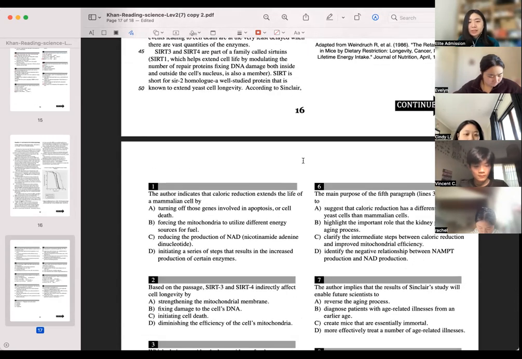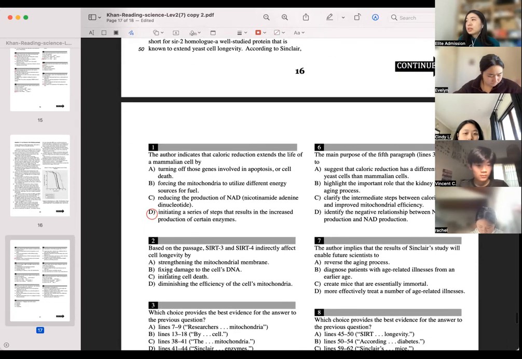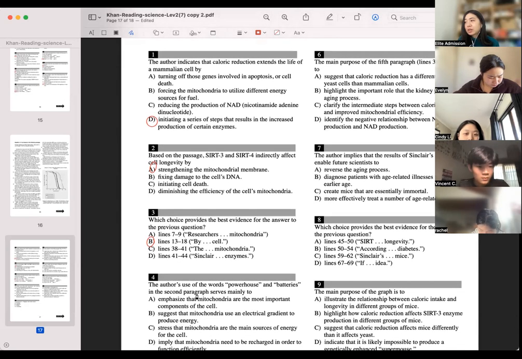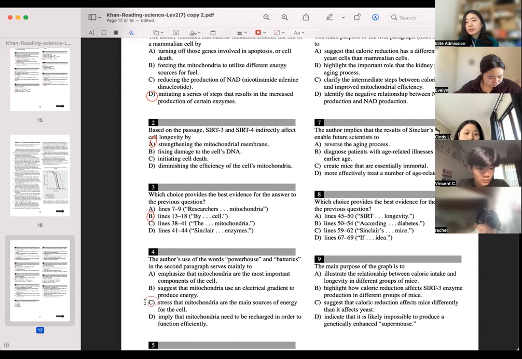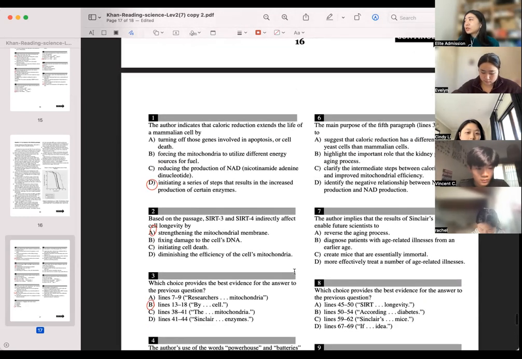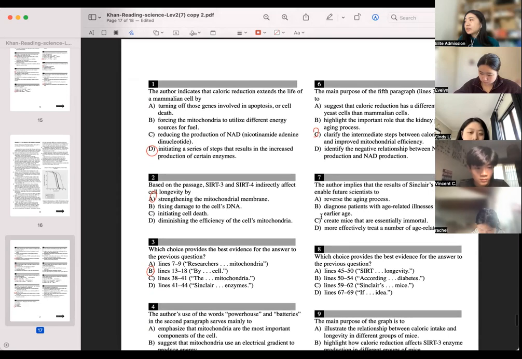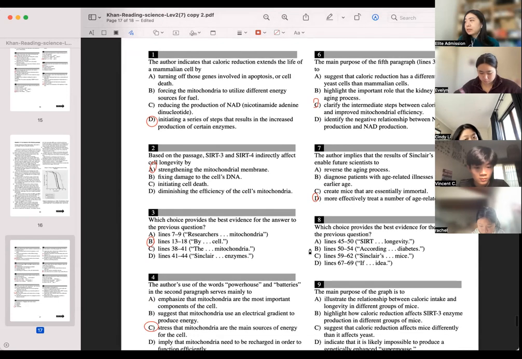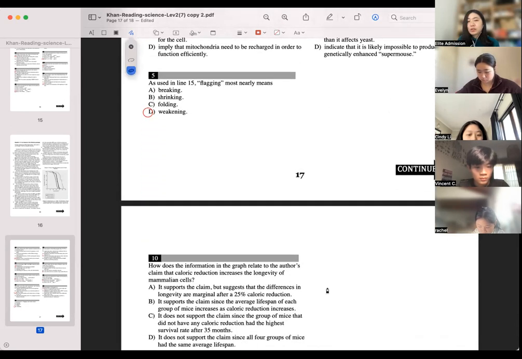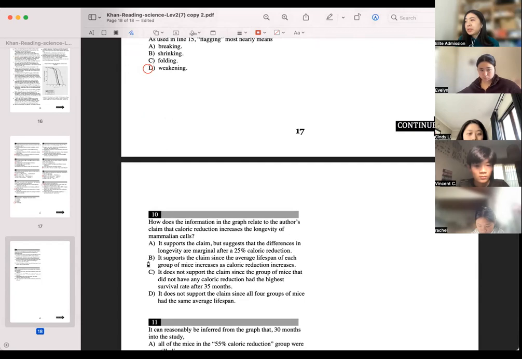Question 1, the answer is D. Question 2, the answer is A. Question 3, the answer is B. Question 4, the answer is C. And question 5, the answer is D. Question 6, the answer is C. Question 7, the answer is D. And question 8, the answer is B. Question 9, the answer is A. And question 10, the answer is B and C.